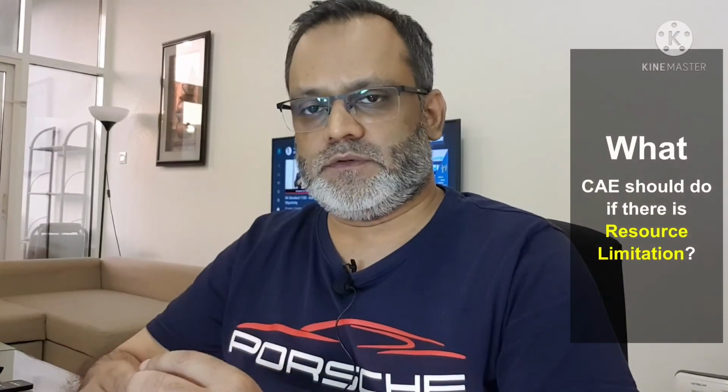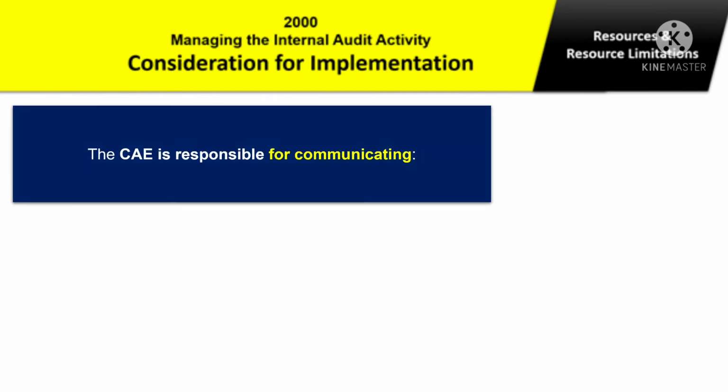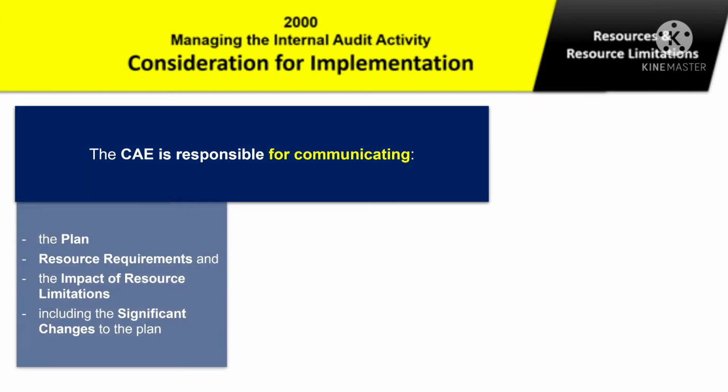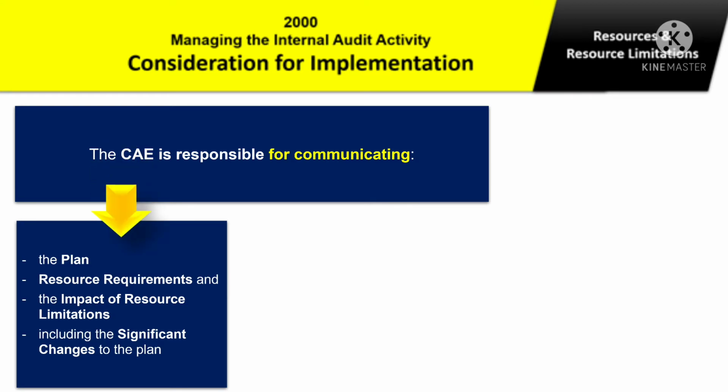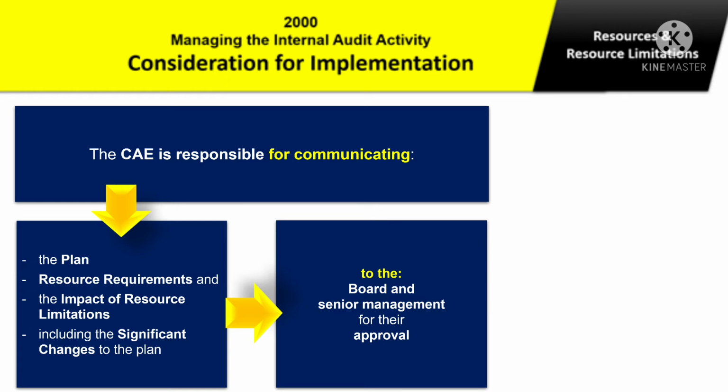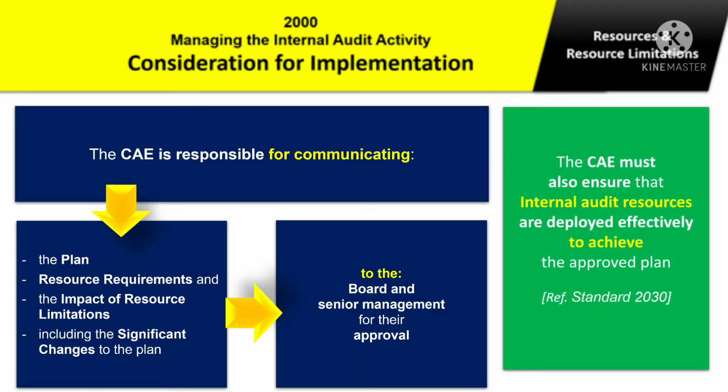So what should a chief audit executive do if there is a resource limitation? According to Standard 2020, which is communication and approval, the chief audit executive is responsible for communicating the plan, resource requirements, any significant interim changes to the plan, and also the impact of resource limitations to the board and senior management, to discuss, deliberate, and then reach an approval on the plan, resource requirements, and any limitations and how to cover that. Also, if we refer to 2030, resource management, both of these standards we will cover later on.